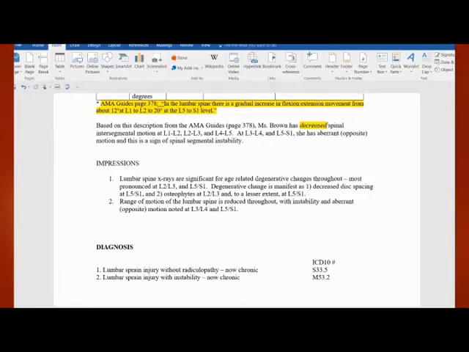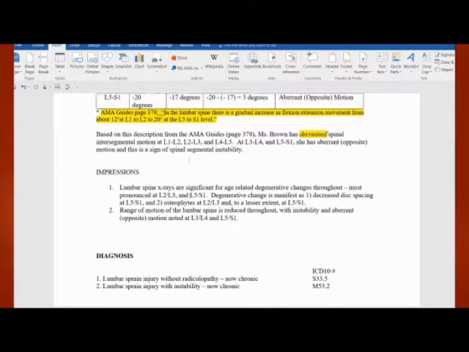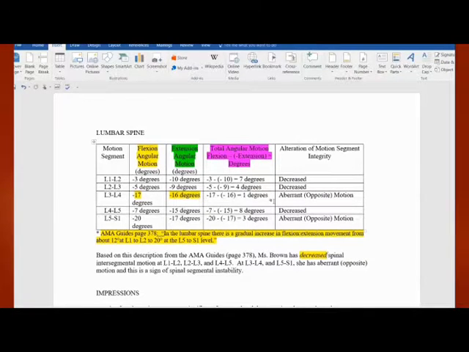The range of motion of the lumbar spine is reduced throughout with instability and aberrant opposite motion noted at L3, L4, and L5, S1. Now, because of these findings, I concluded that the L3, L4, and L5, S1 segments of the spine were the more or most symptomatic of the levels of the lumbar spine. And it's these levels that provide the basis for my opinion and conclusion on permanent impairment. And we'll go through the permanent impairment discussion and the apportionment discussion in our very next session.